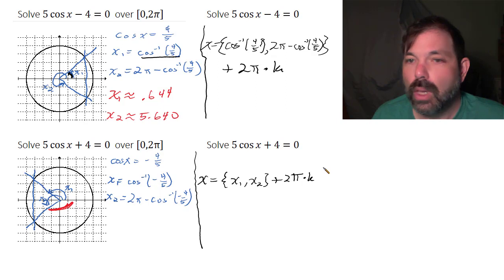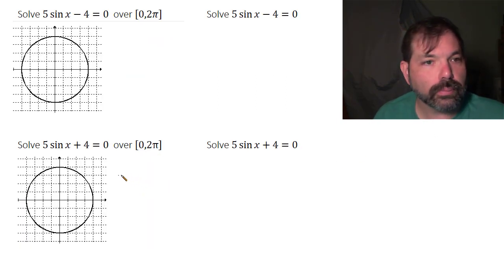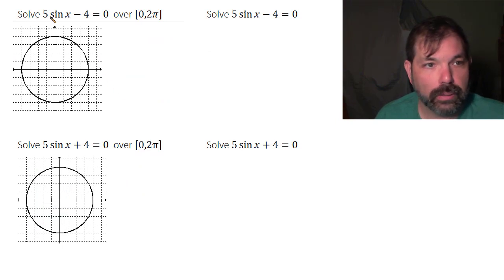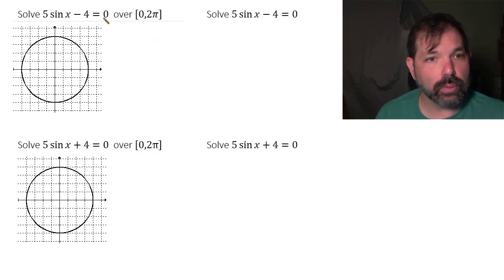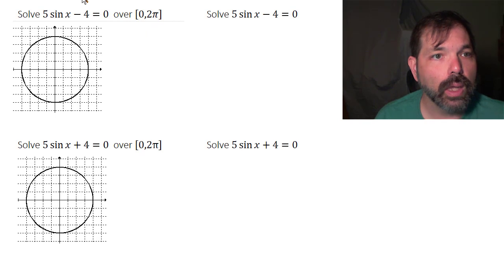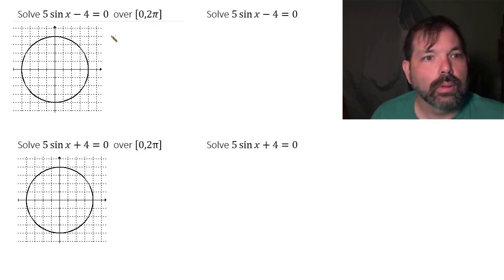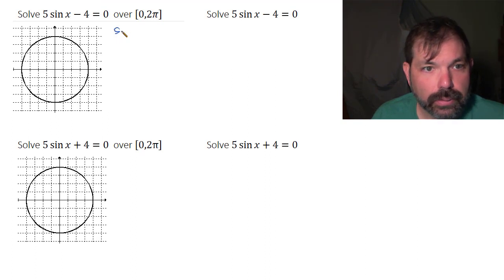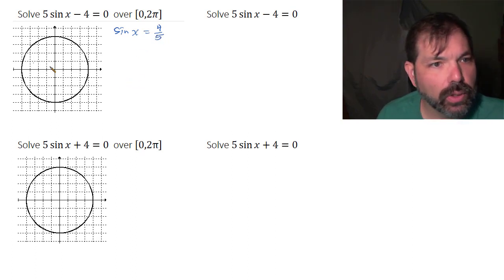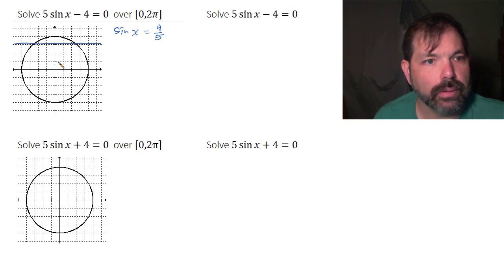Let's take a look at the sine function. So again, let's say 5 sine x minus 4 equals 0 over 0 to 2 pi. So then this is the same as writing sine x is equal to 4/5. Alright, so the sine x we've associated with the b coordinate. So there's the b coordinate as 4/5.